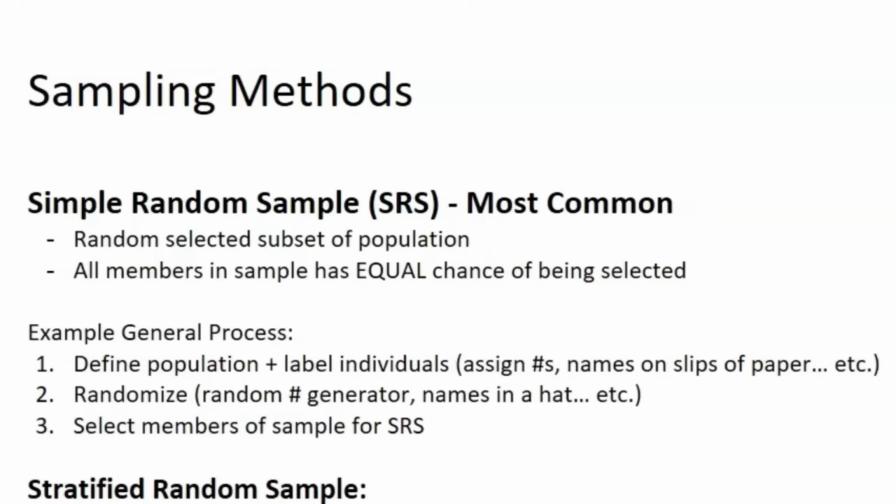You're going to define the population and label the individuals. What that actually looks like in practice is you're assigning numbers to people, or you're putting their names on a slip of paper. Number 2 is you have to randomize, okay? That's why it's called a random sample. You can do randomization through a random number generator, put people's names in hats, whatever. And number 3 is just select members of the sample for your simple random sample.